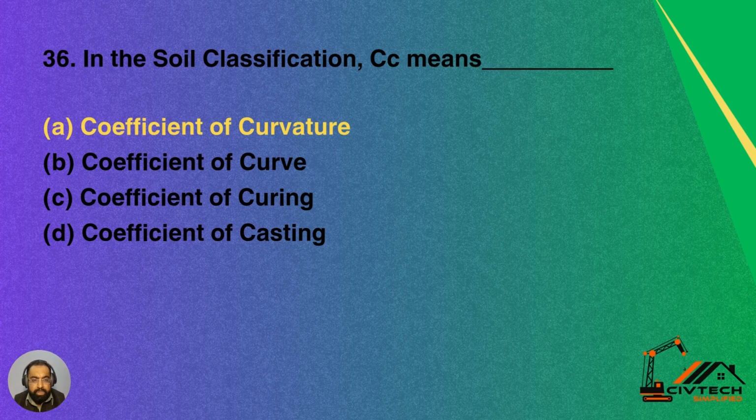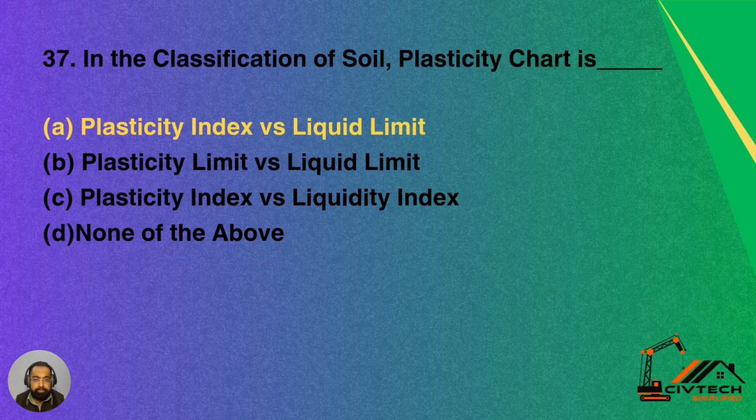Question 36. In the soil classification, CC means, what is CC? Option A, coefficient of curvature. Option B, coefficient of curve. Option C, coefficient of curing. Option D, coefficient of casting. So CC means coefficient of curvature. Option A is the correct answer for this question.